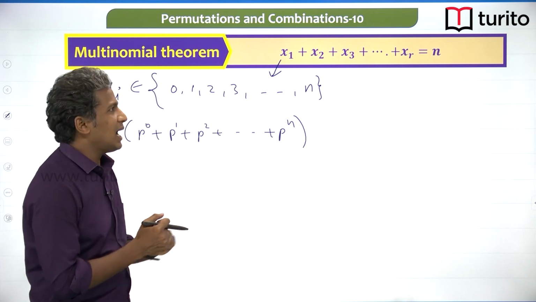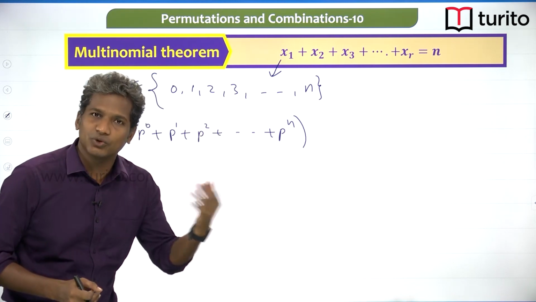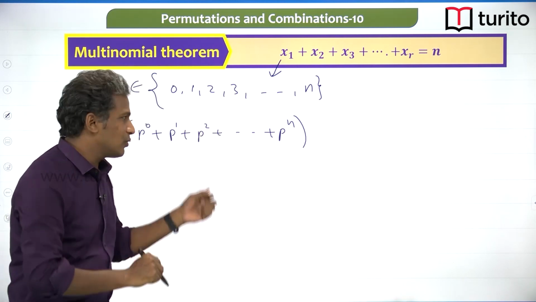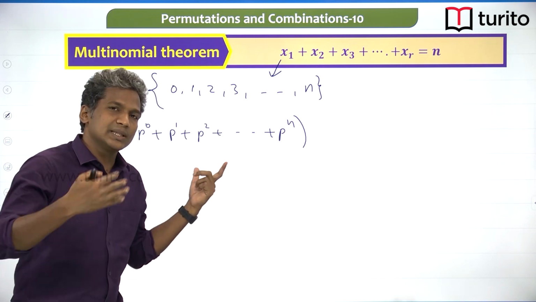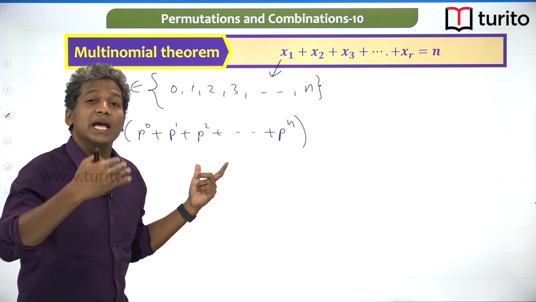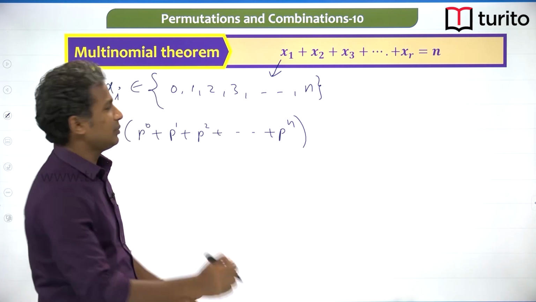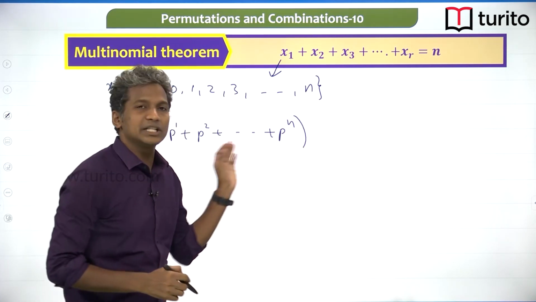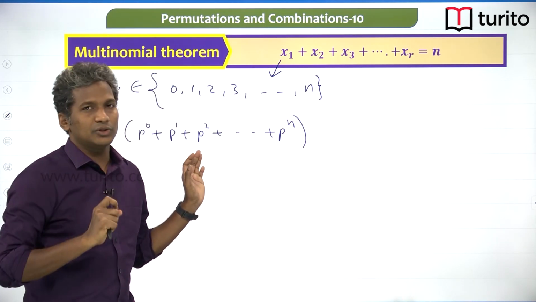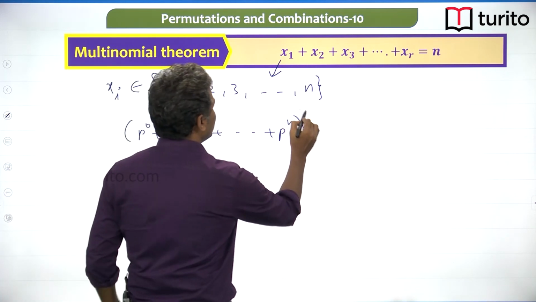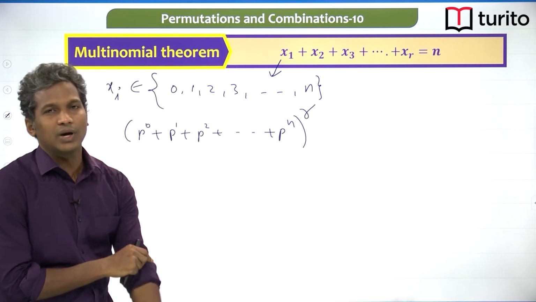Now similarly I will write a polynomial for x2 also, and that will be exactly the same. For x3 also the same polynomial, for xr also the same polynomial. So how many such polynomials are there? r such polynomials. When we multiply all of them, we will get the polynomial raised to r.